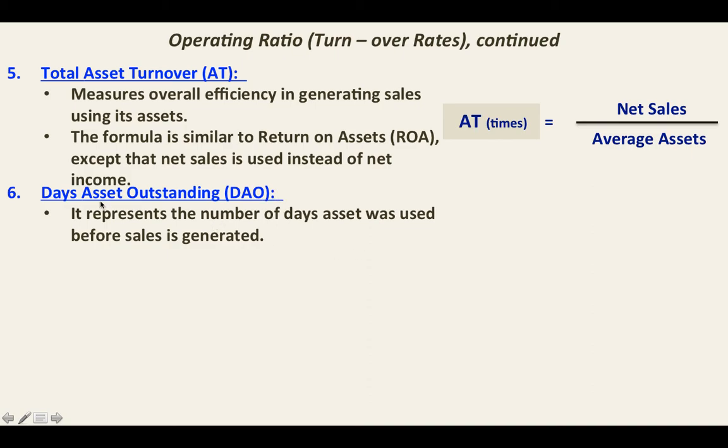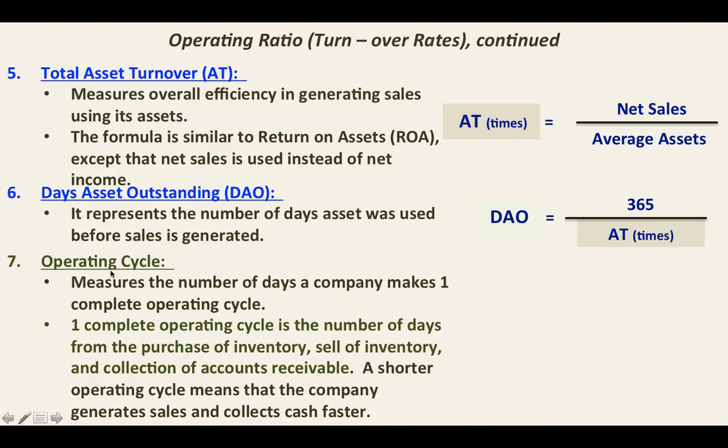And we can get the days asset outstanding. It represents the number of days an asset was used before sales is generated. So the formula for that is 365 days over the asset turnover number of times.